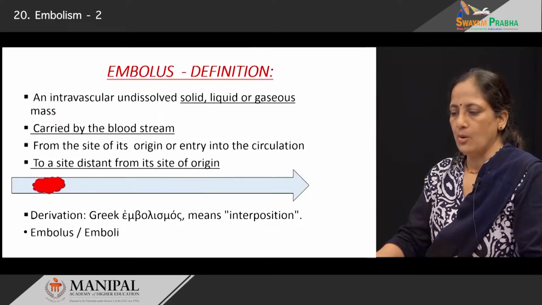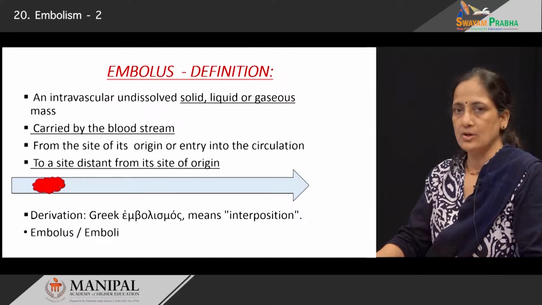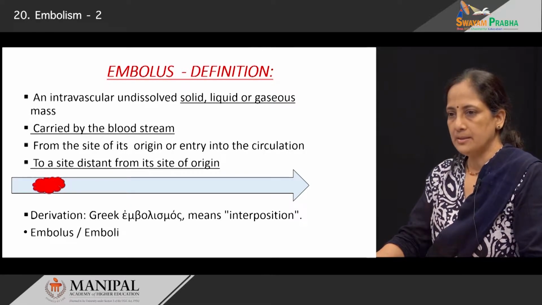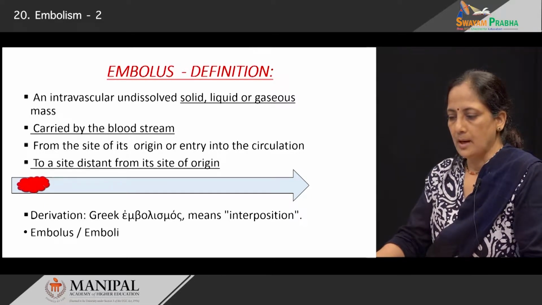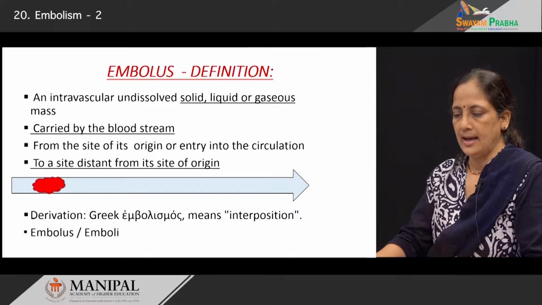By definition, we know that embolism is an intravascular, undissolved, solid, liquid or gaseous mass carried by the bloodstream from the site of its origin or entry into the circulation to a distant site from its point of origin. The mass itself is referred to as an embolus if it is single, or emboli if there are multiple. The basic thing is that it moves from the point of its origin and reaches a distant site before it blocks the vessel.